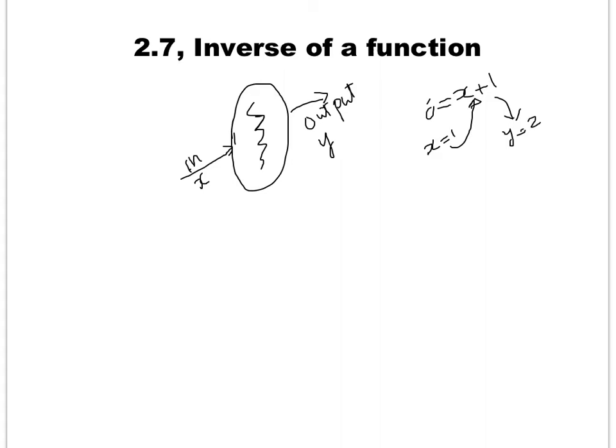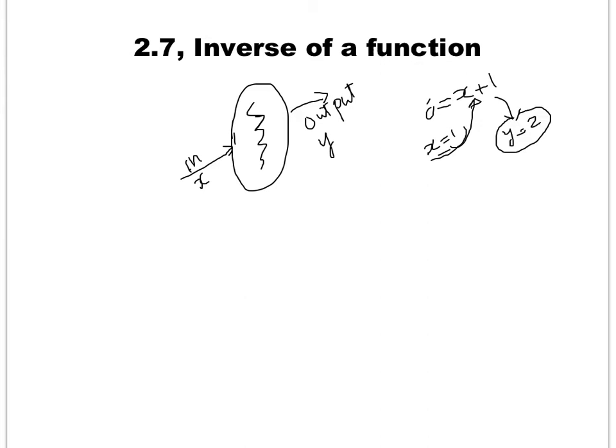Now, the inverse function does exactly the same thing, but in reverse order. The inverse function gets an output, does the reverse operations on it, and is going to return the original input. So the inverse function is exactly the same operation as a function, but in reverse order. It gets the output and returns the input.